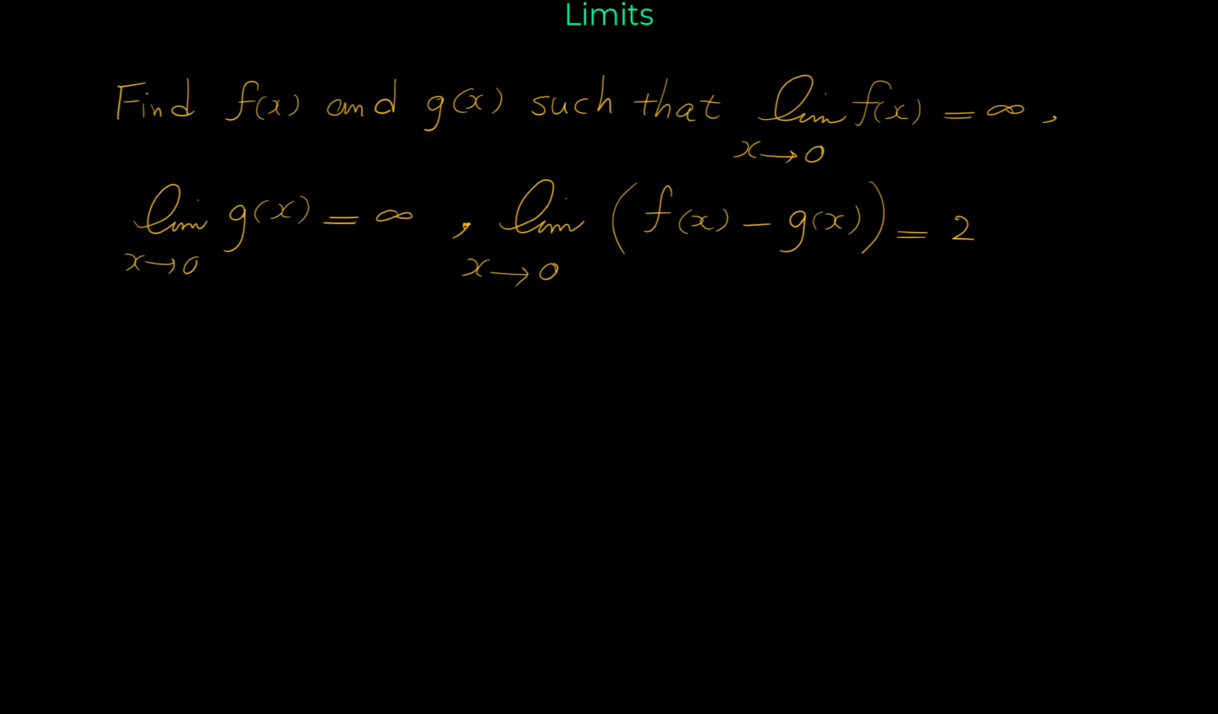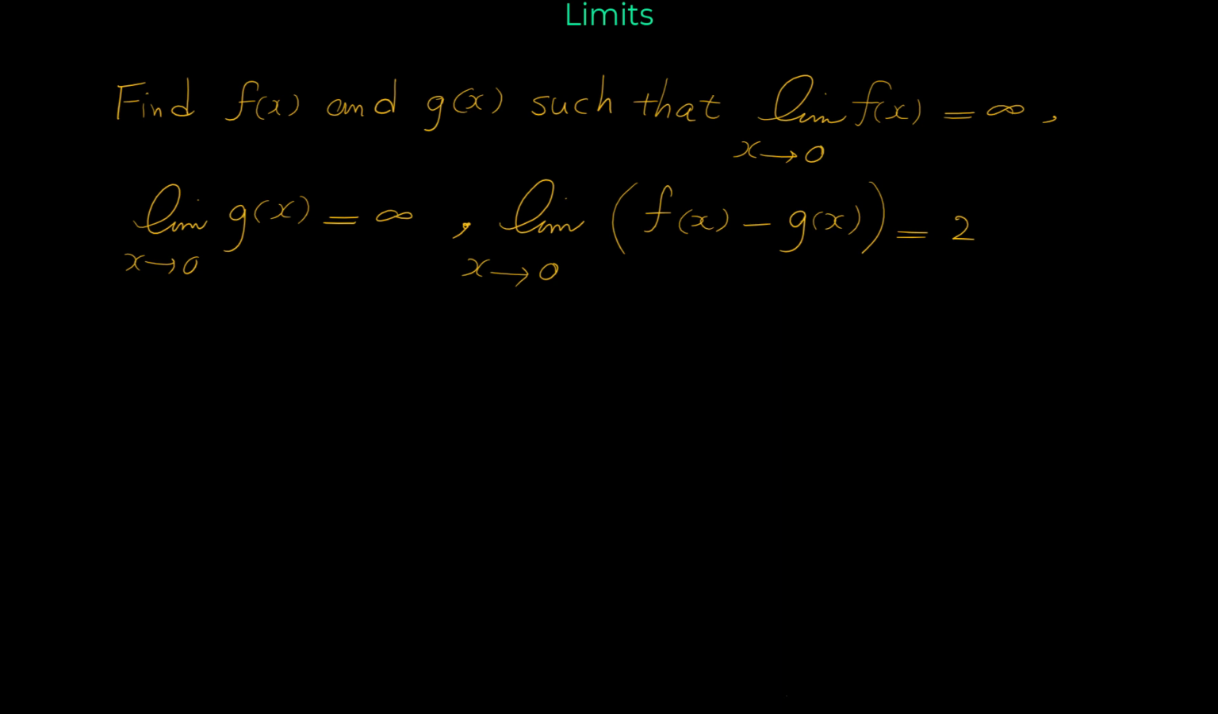The first question is this: find f of x and g of x such that limit of f of x when x approaches 0 is infinity and limit of g of x when x approaches 0 is infinity. And also we want the limit of f of x minus g of x when x approaches 0 to be equal to 2. So we look for two functions such that the limit of each of them when x approaches 0 is infinity, but the limit of the difference between them is 2.